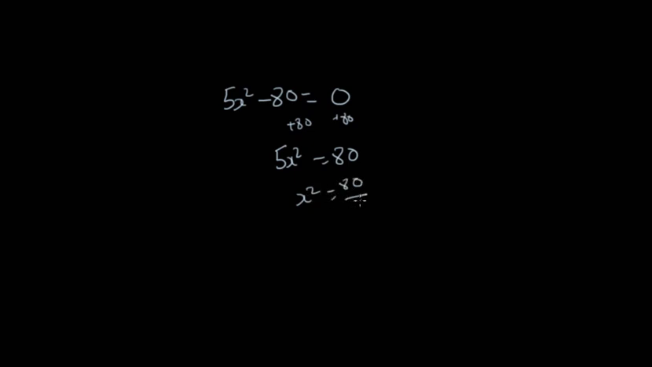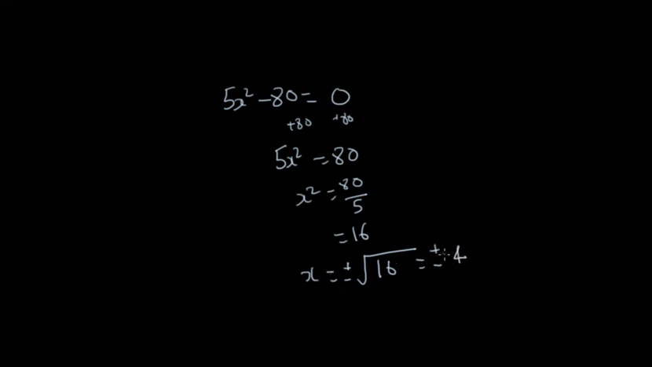Sometimes you might have an equation where there's only one x term. So with this one, what we can do is find out what x squared would be, then take the square root. 5x squared, so let's plus 80 on both sides, equals 80, then divide through by 5, so x squared equals 80 over 5, which is going to be 16, and then take the square root of each side, so x is going to be plus or minus the square root of 16, which is plus or minus 4. So there's two solutions.